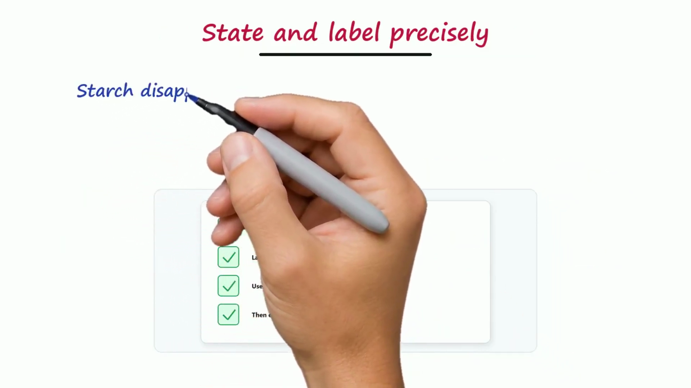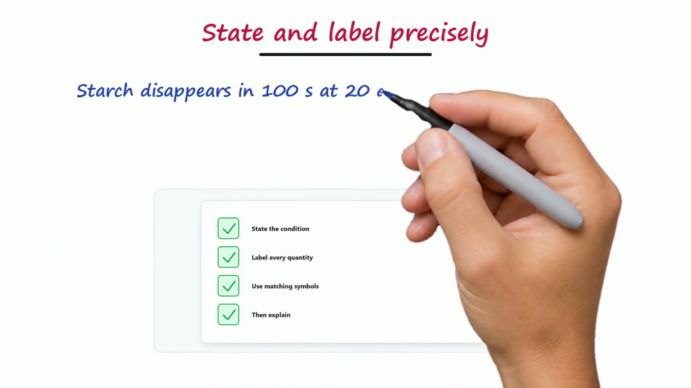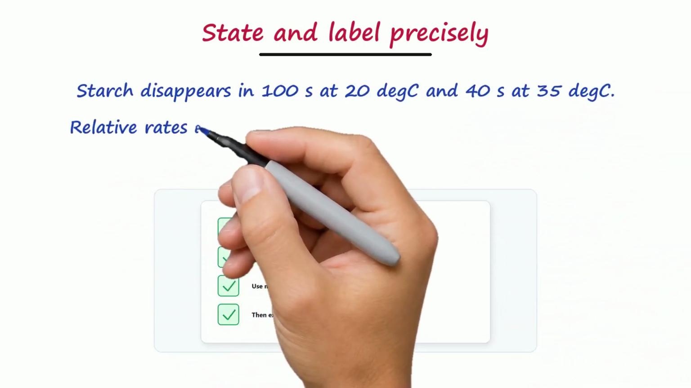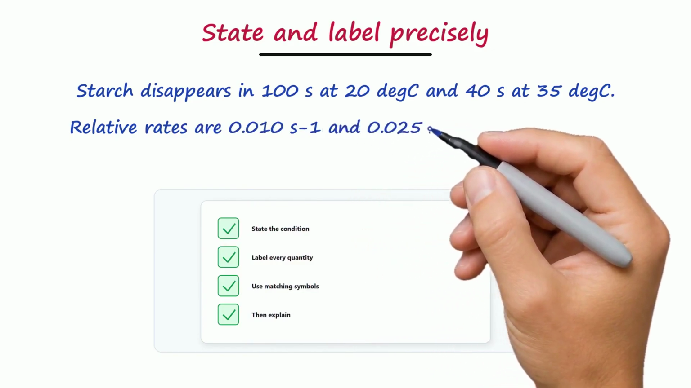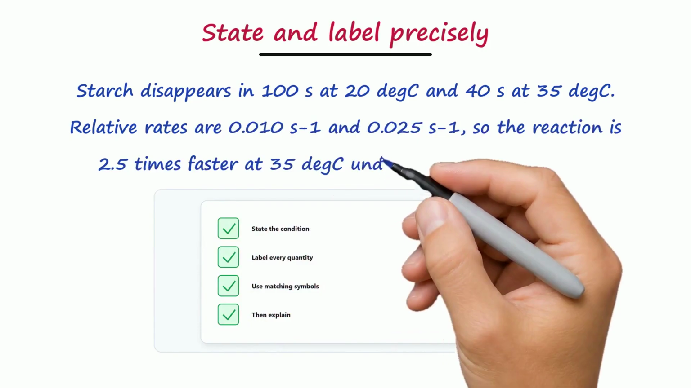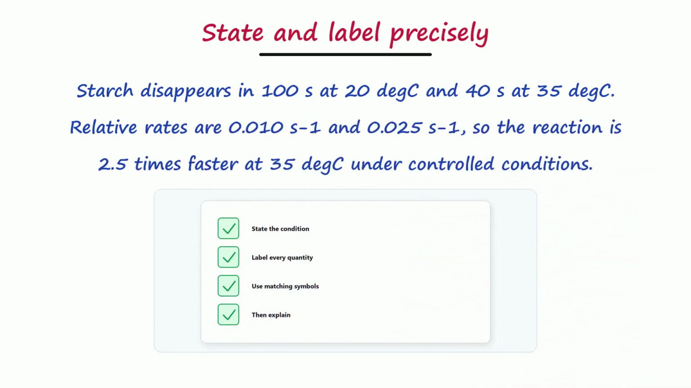Starch disappears in 100s at 20 degC and 40s at 35 degC. Relative rates are 0.010 s^-1 and 0.025 s^-1, so the reaction is 2.5 times faster at 35 degC under controlled conditions.